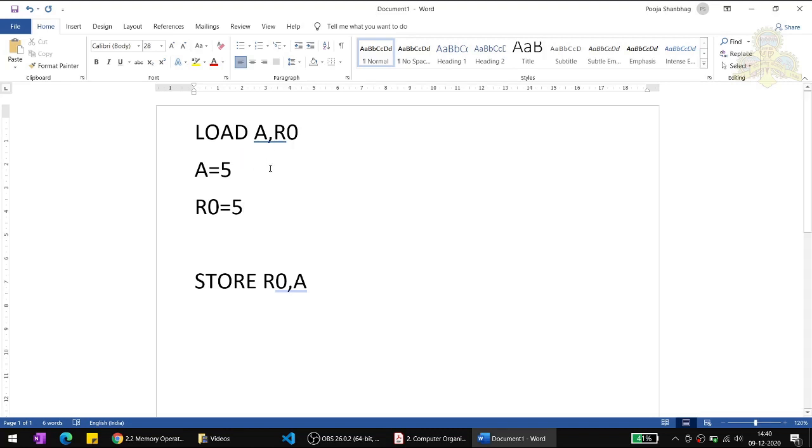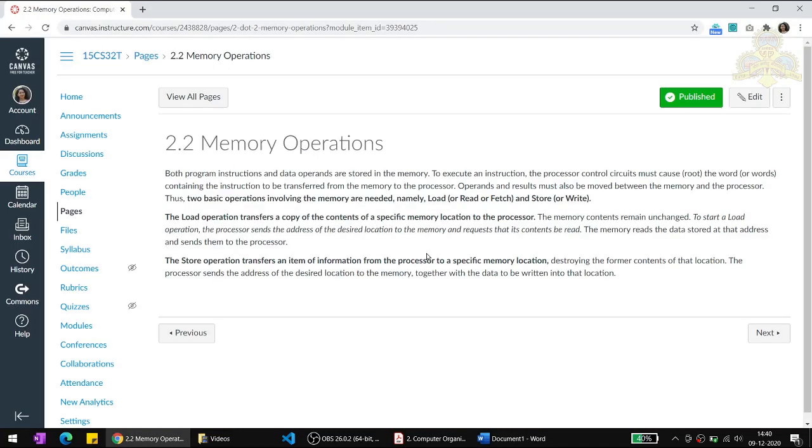We should note here that the content of A remains unchanged. Next, the store operation. What will happen in a store operation? Now, the store operation transfers an item of information from your processor to a specific memory location. Now, how is it done?